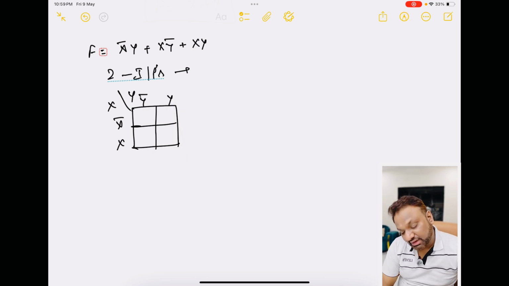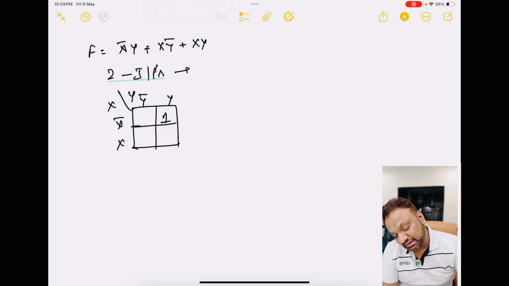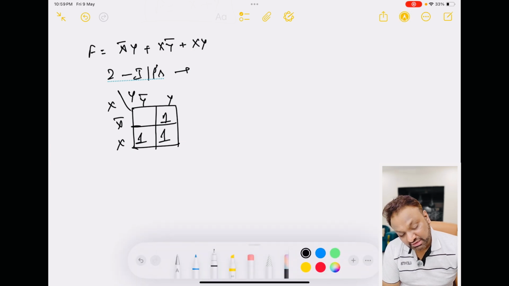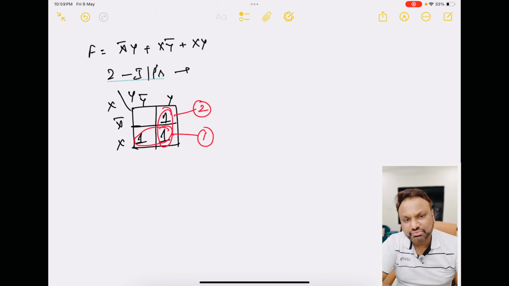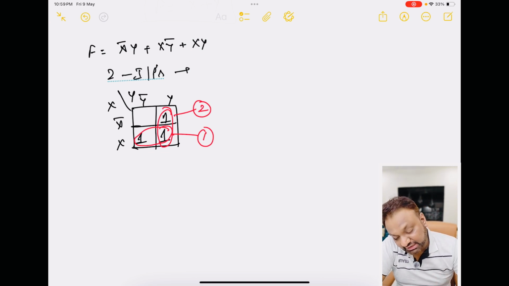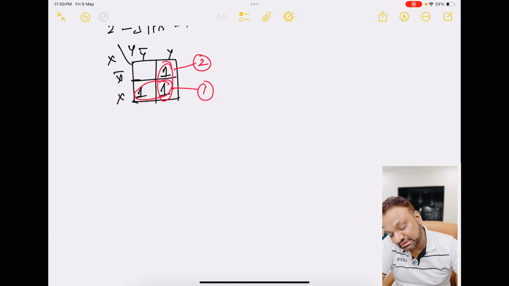Now x bar y is a 1 here, xy bar is a 1 here, and xy is a 1 here. Now you please tell me what are the mappings here. I have a pair mapping here, this is 1, and I have a pair mapping here, this is 2. So 1 and 2 is your wish. You can take the vertical as 1 and the horizontal as 2. That is up to you. The only thing we concentrate on is the answer.